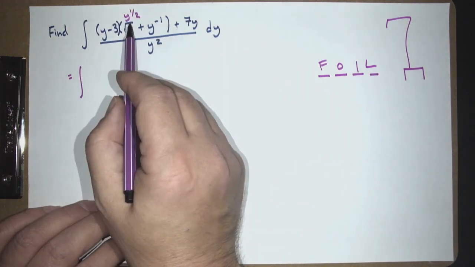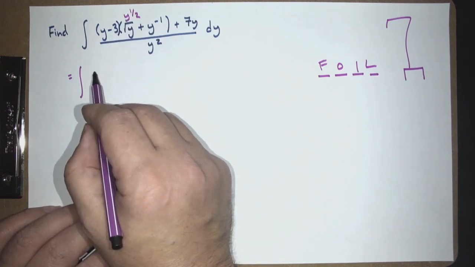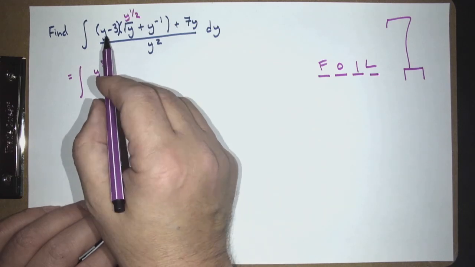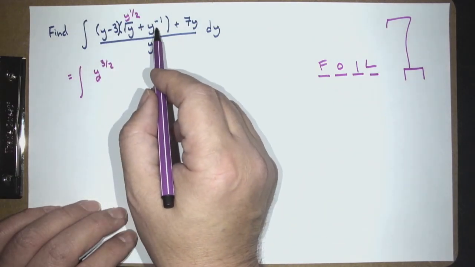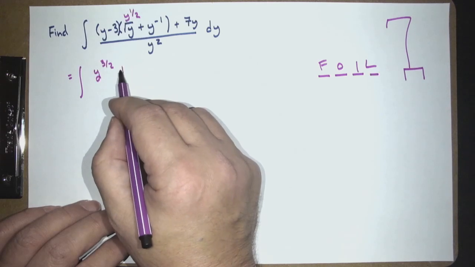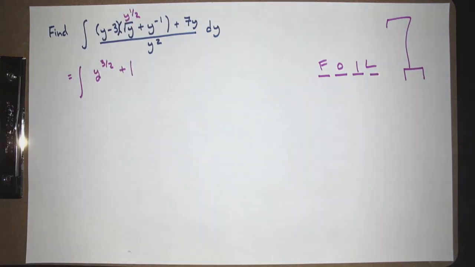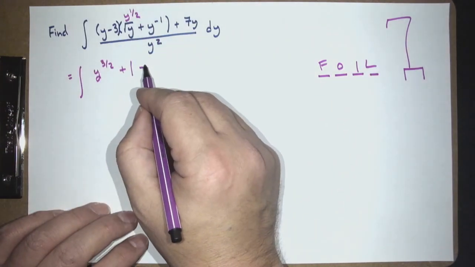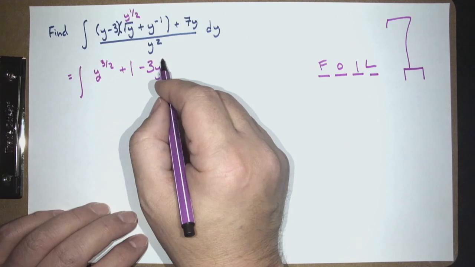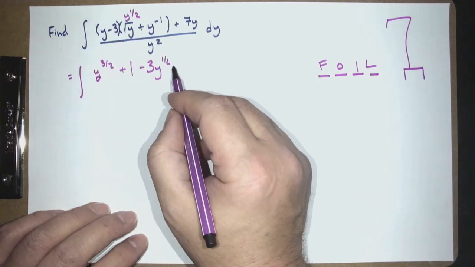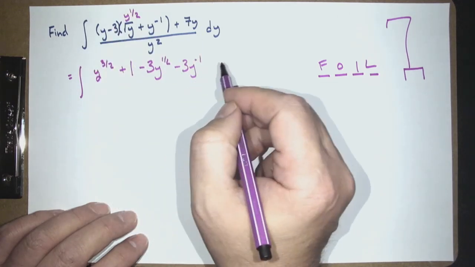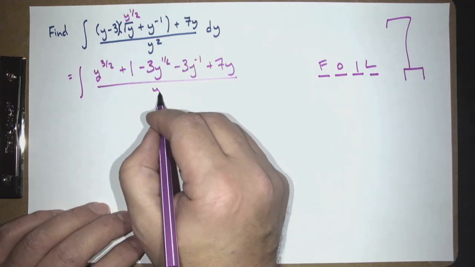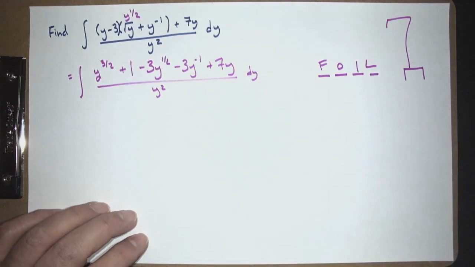So, first, y times y to the 1/2, also known as y to the 3/2. Outer, y times y to the -1 will become just simply 1, y to the 0. 3 times y to the 1/2, 3y to the 1/2. And 3 times y to the -1, 3y minus 1, plus 7y. That's just on the end. That's not part of your FOIL. Over y squared. Now what can you do?